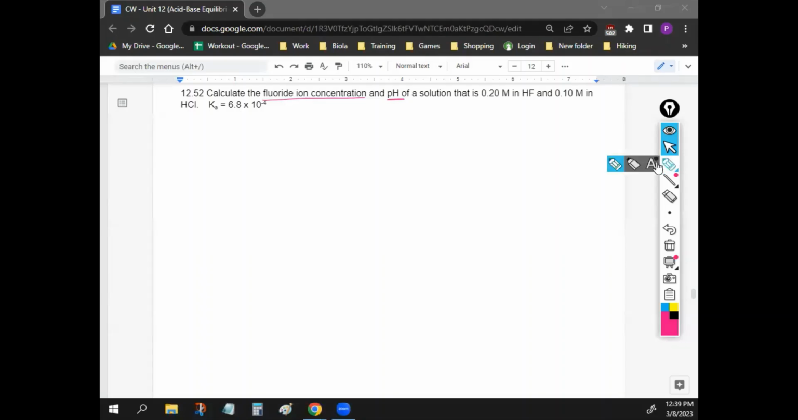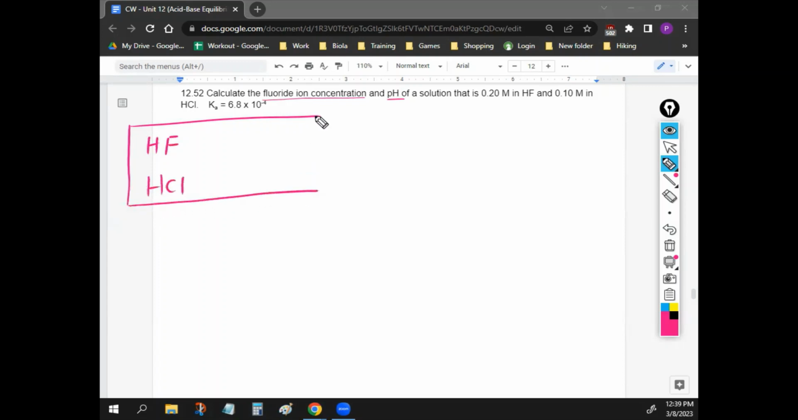Okay, so if we have a container, basically the container contains HF. So I'll write that right here. Okay, and it also contains HCl. Now if we want to figure out the pH, we've got to figure out the H plus concentration. And then obviously we're looking for the fluoride concentration, which is going to come from HF. Okay, so far so good? Okay, yes, this will be up here.